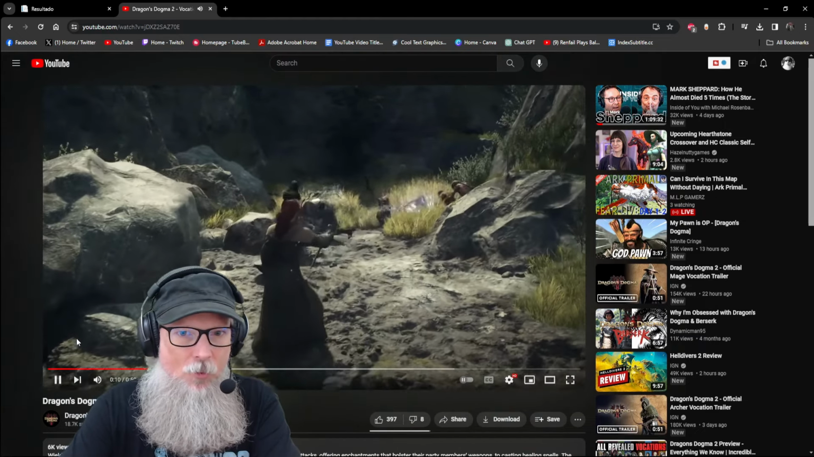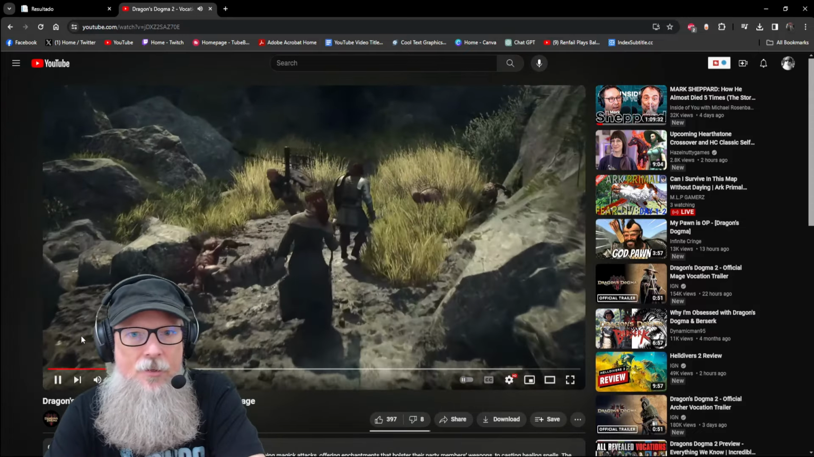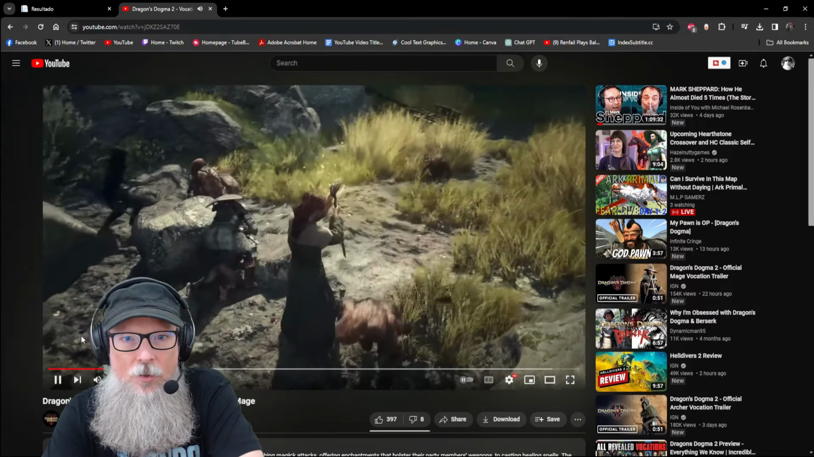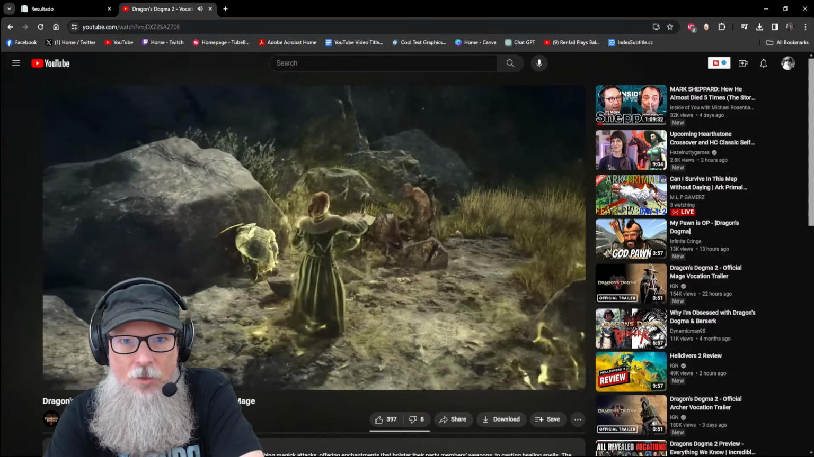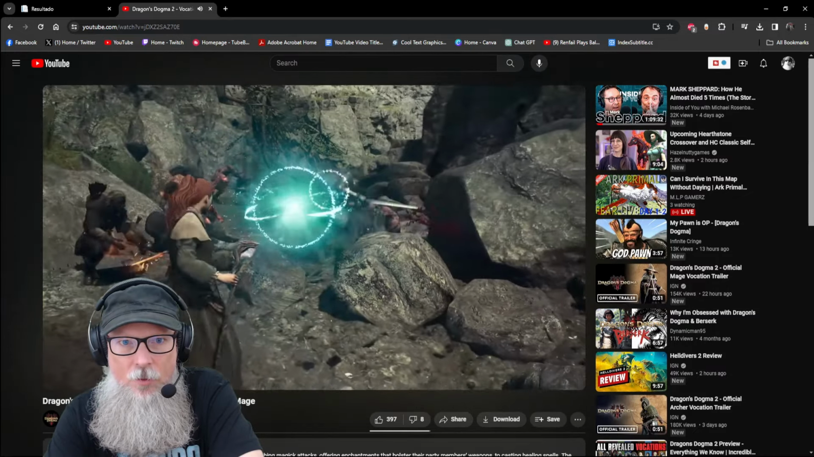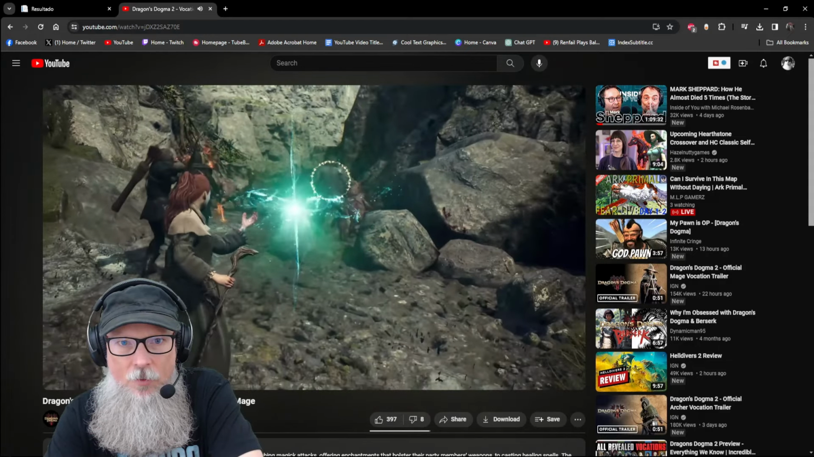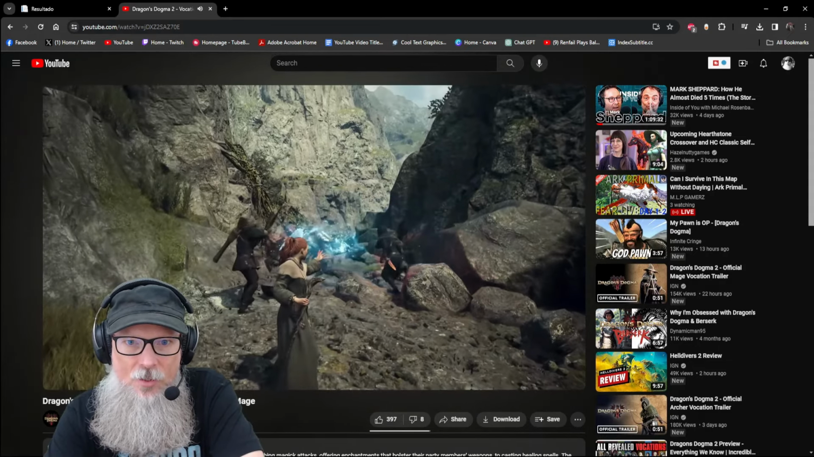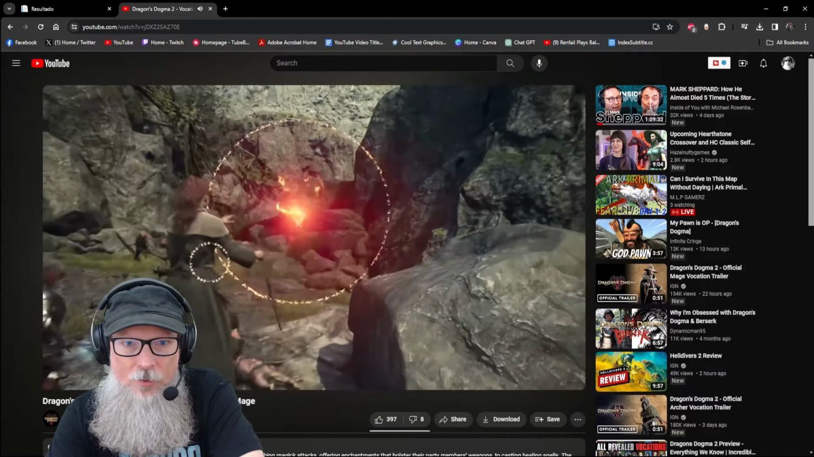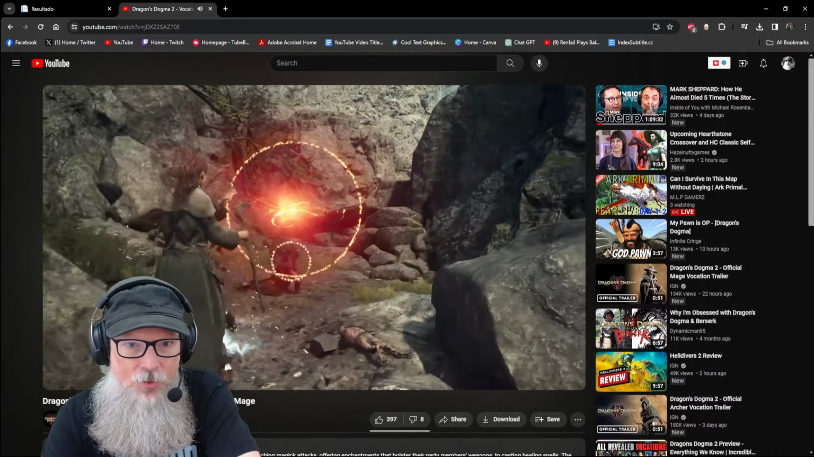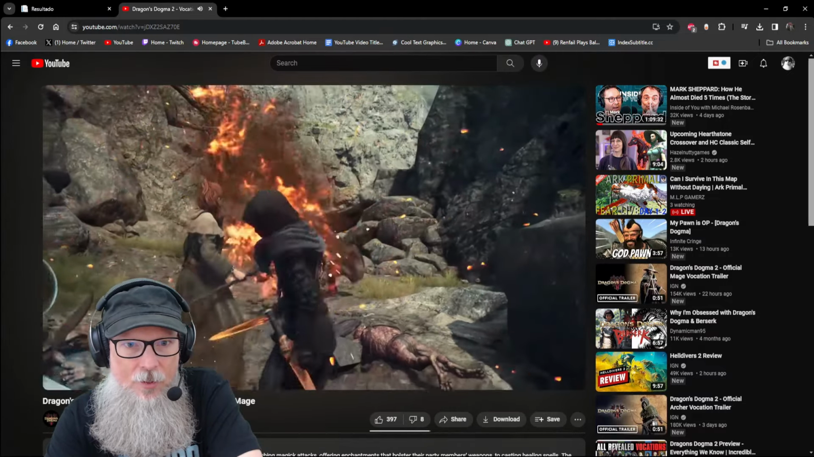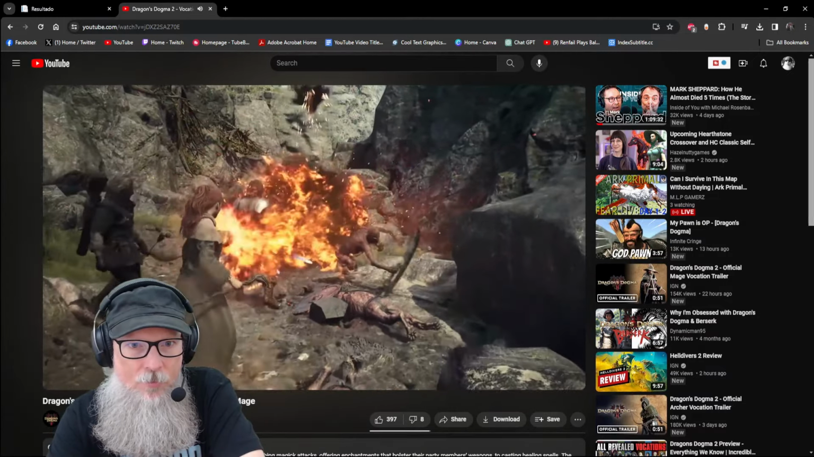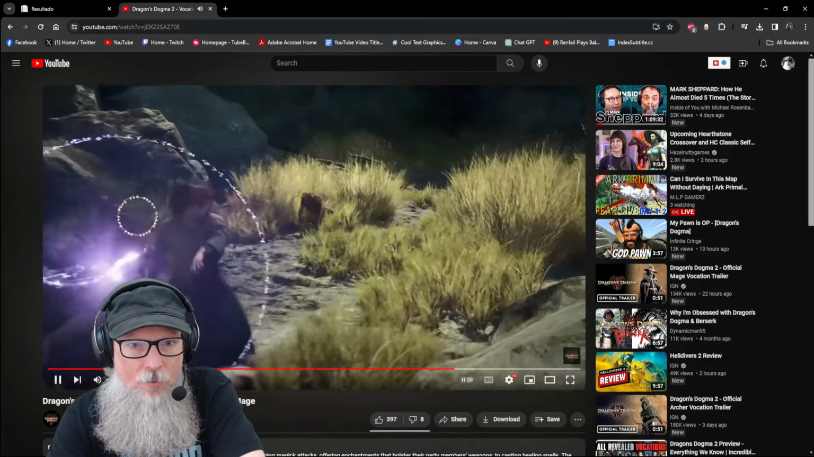That's your normal firebolt or your normal blast. That's a heal, maybe. So that looks about like the first one. Now that's way snappier. Did you see that? Did you see how snappy?